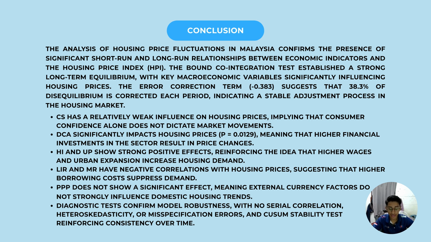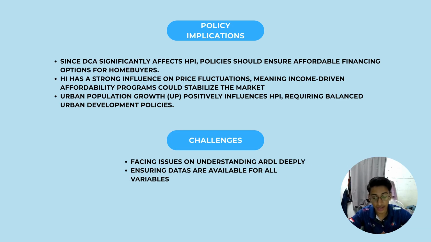Diagnostic tests confirm model robustness with no serial correlation, heteroscedasticity, or misspecification errors, and CUSUM stability tests reinforce consistency over time. Lastly, the policy implications that I could suggest are: since domestic credit availability significantly affects the housing price index, policy should ensure affordable financing options for home buyers. Household income has a strong influence on price fluctuations, meaning income-driven affordability programs could stabilize the market. Next, urban population positively influences the housing price index, requiring balanced urban development policies.